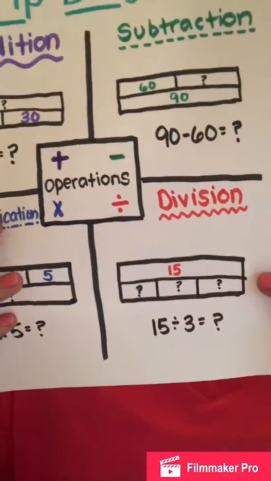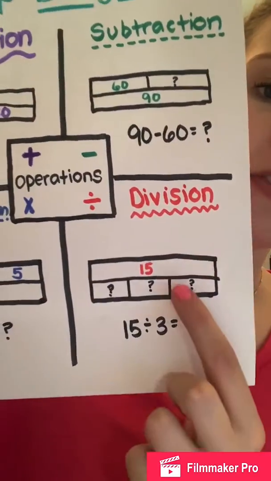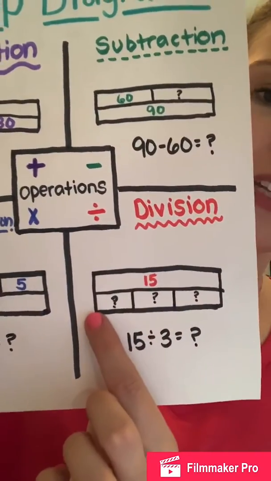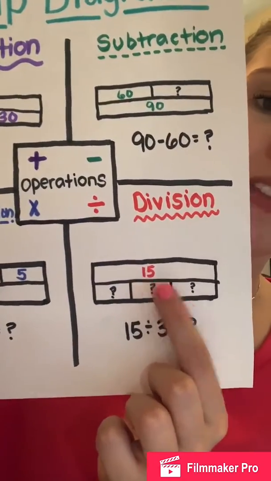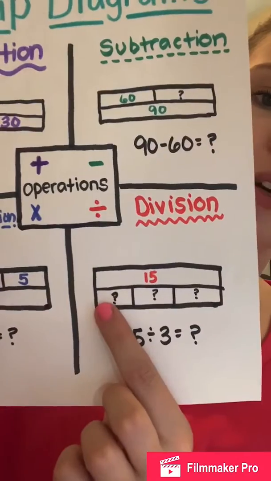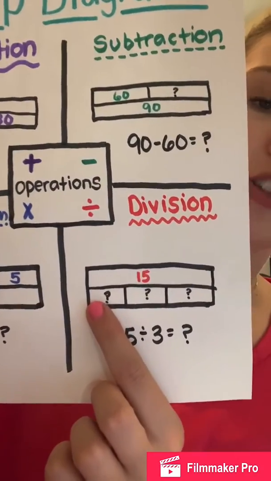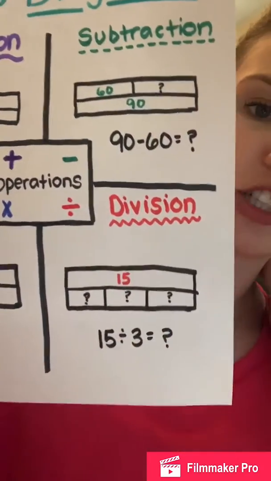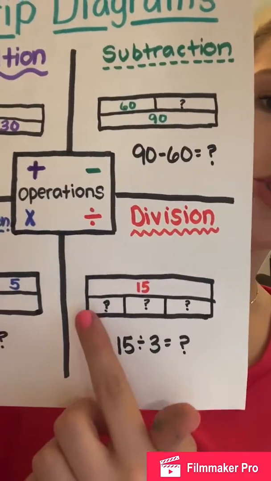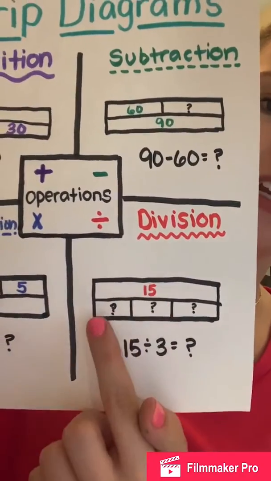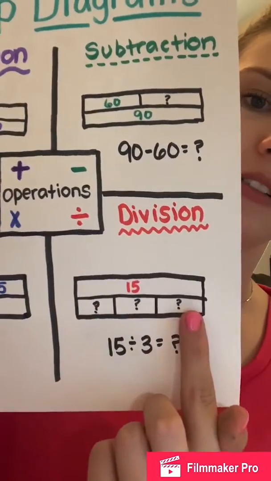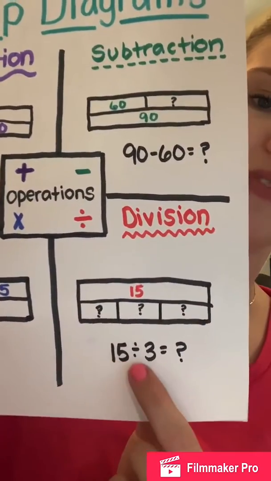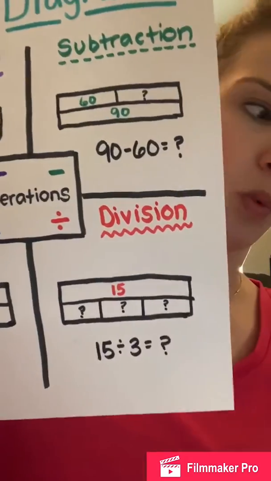And finally, we have division, where they give you the whole and you have to figure out how you can split that into equal parts. In this situation, they gave us 15 and they want us to share that into 3 equal parts. I think of this as groups of and sharing between groups. What I have my kids do is take that 15 and fair share with tallies between the 3 parts. So our division sentence becomes 15 divided by 3 equals what?